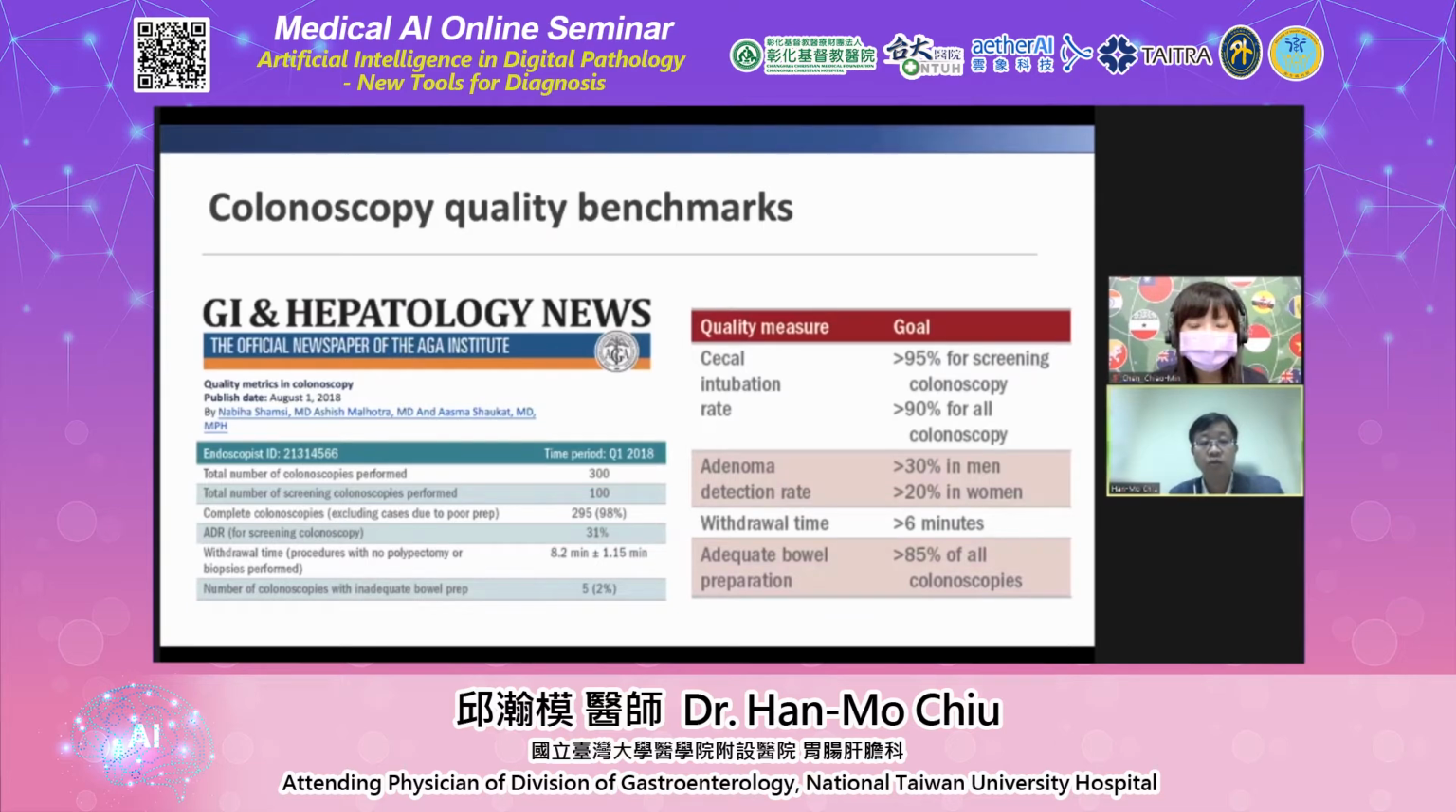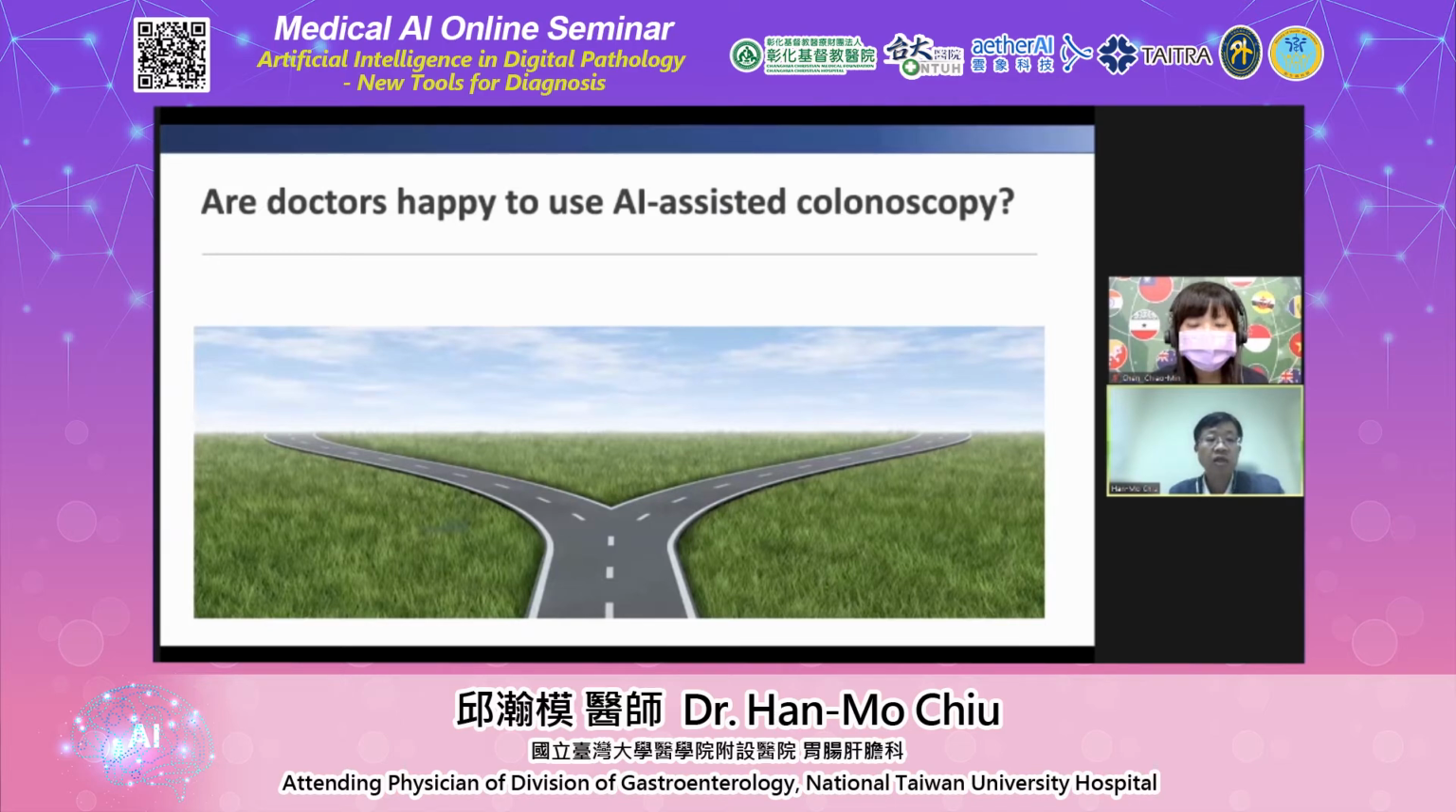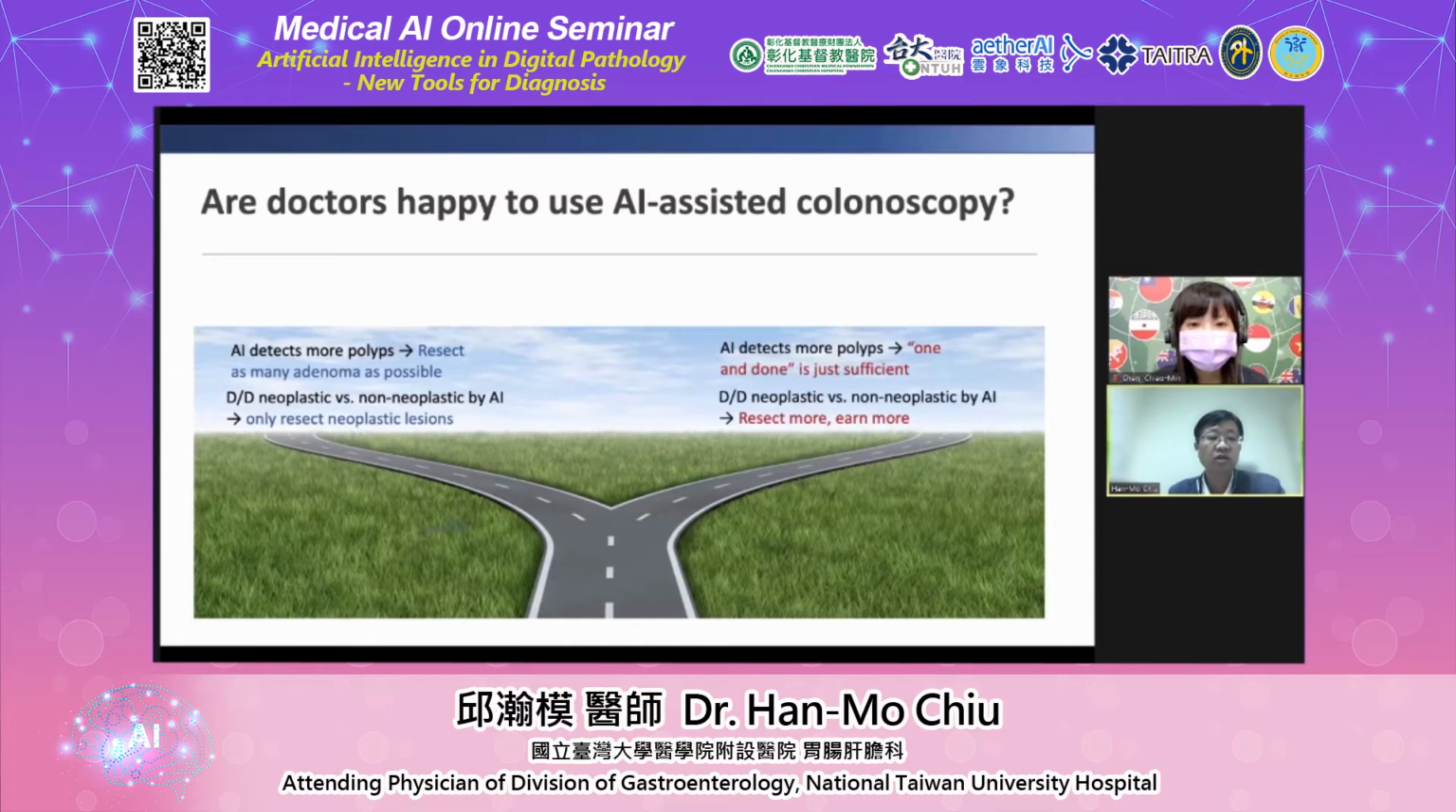In the US, benchmark thresholds are set for several key quality indicators for colonoscopy, including ADR, cecal intubation rate, scope withdrawal time, and the adequacy of bowel preparation, and are regularly audited. Another important issue is whether endoscopists are happy to use AI-assisted colonoscopy. Some doctors may think that using AI-assisted colonoscopy may prolong the procedure time, which may affect the number of procedures that could be performed and affect the incentive as well. If AI-assisted colonoscopy is able to differentiate neoplastic from non-neoplastic lesions and advise not to resect the latter, then this may again reduce the incentive of the endoscopist.